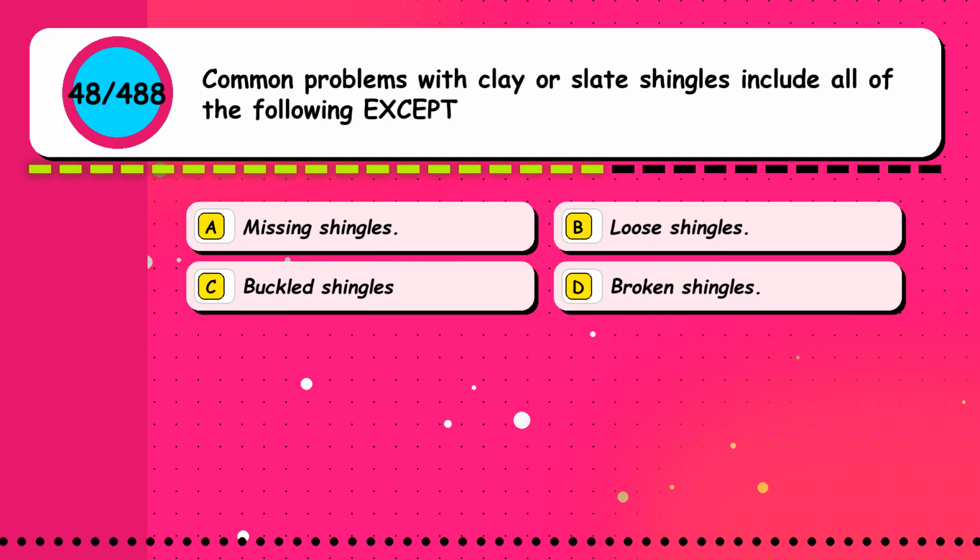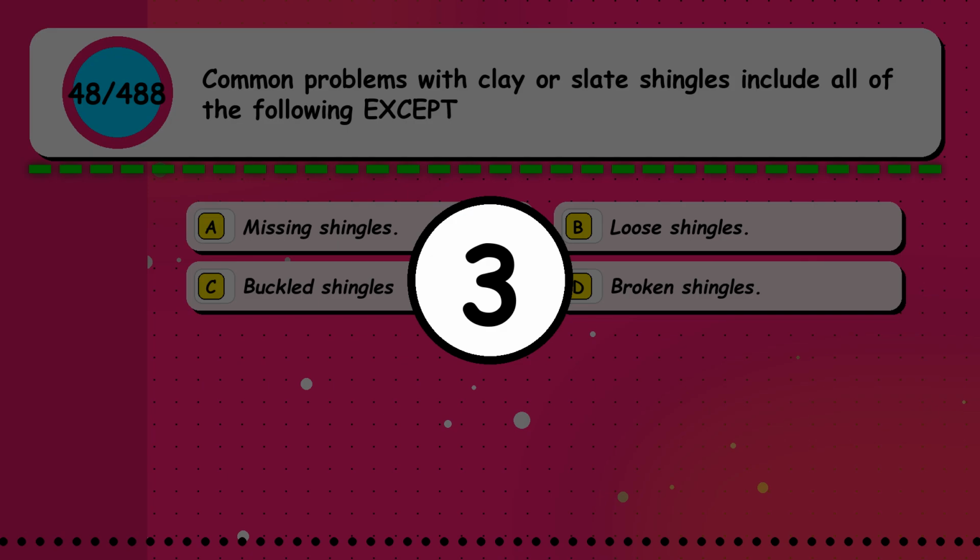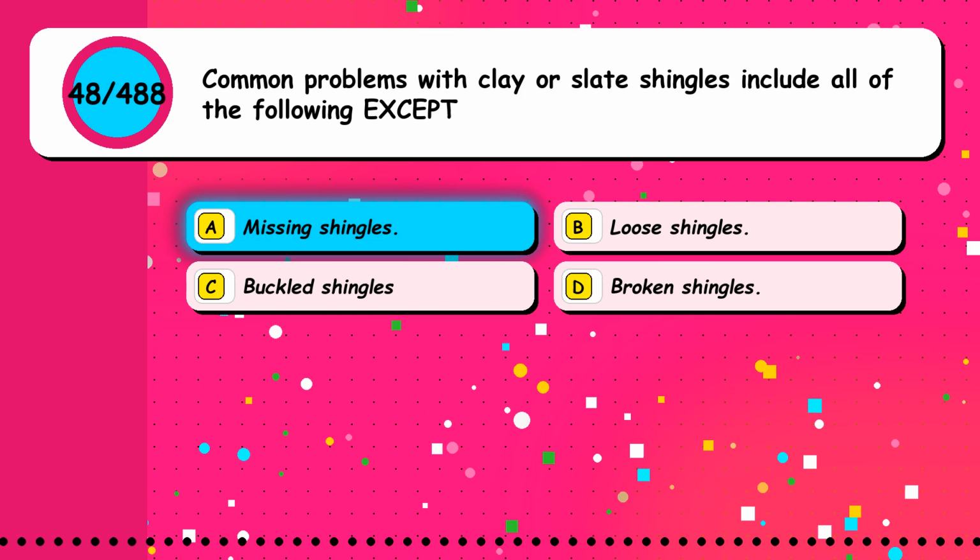Option B, loose shingles. Option C, buckled shingles. Option D, broken shingles. The correct answer is option A, missing shingles.